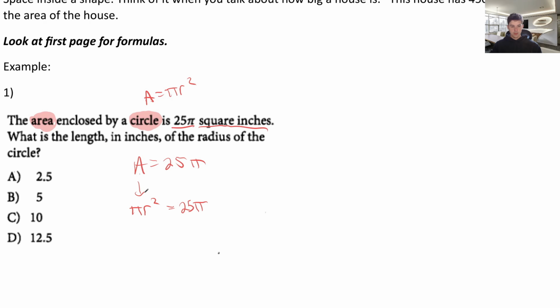It's very simple. So we can cancel out the pi's here because they're in the same position, both on top, on different sides of the equal sign. So we have that r squared equals 25. So r equals, taking the square root of both sides, 5. Very simple.